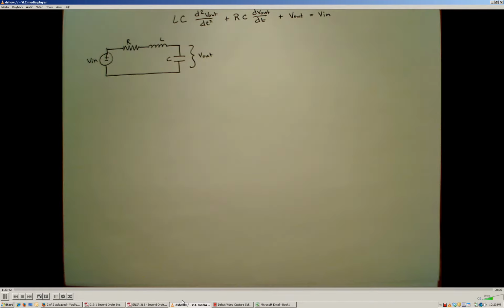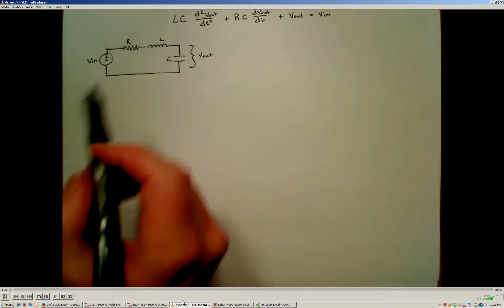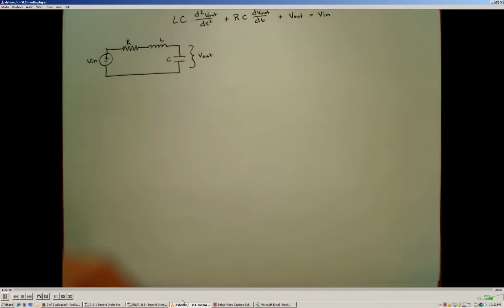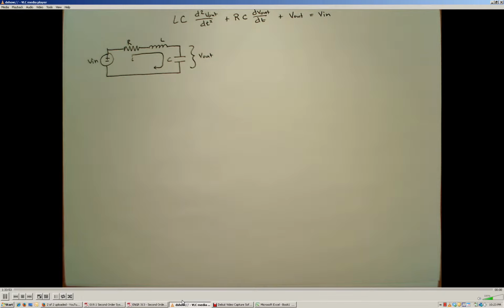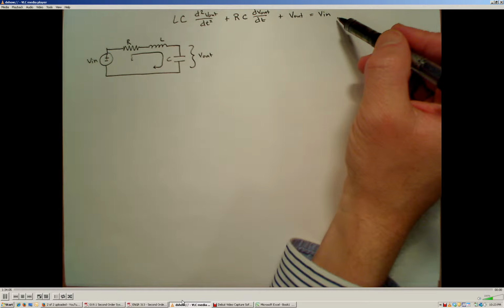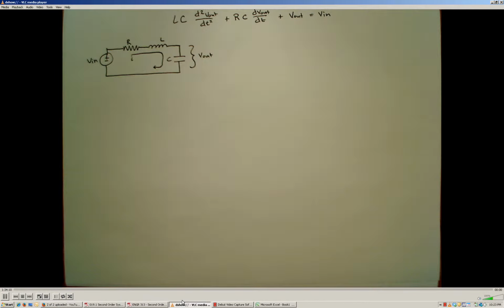Now, the other thing that we could have recognized is that all of these elements are in series with each other. And since all of the elements are in series, by definition of series placement of elements, they must share the same current. So we can use Kirchhoff's voltage law to help us derive this same differential equation to describe the behavior of the voltage across the capacitor.